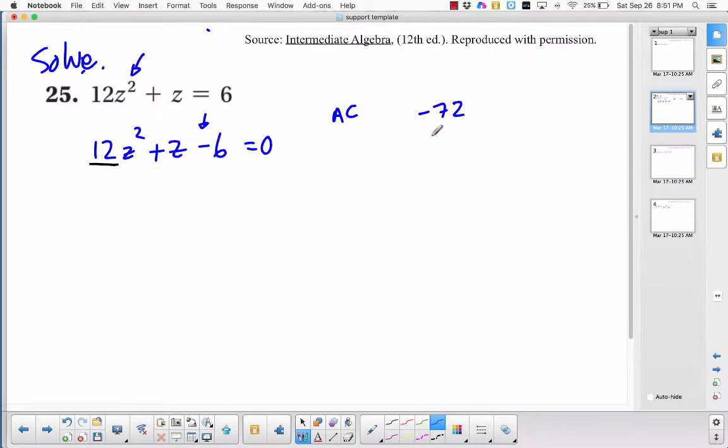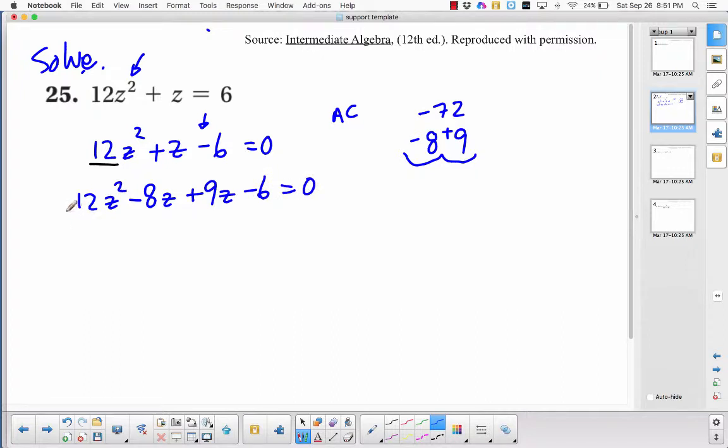Okay, so when I look at that, I think 8 and 9 multiply to 72. And if I have a negative 8 and a positive 9, they'll add up to a positive 1. So I'll take those two numbers and plug them in for the z. All right, so 12z squared minus 8z plus 9z minus 6 equals 0. Okay, group factor each of those.